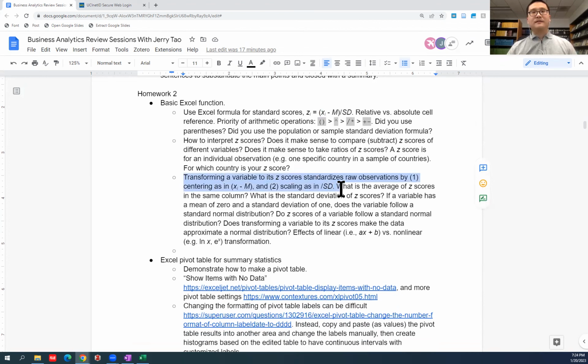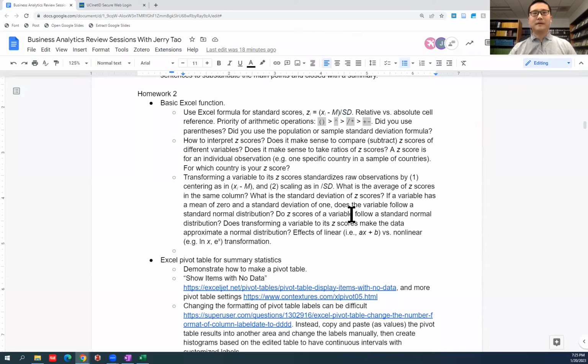After checking this, we will also find that the z-score is nothing more than a transformation of raw values. We transformed raw observations by two procedures. First is to remove the mean, which is usually called centering. We center the raw values to 0, essentially. Then we scale it by dividing it by the standard deviation.